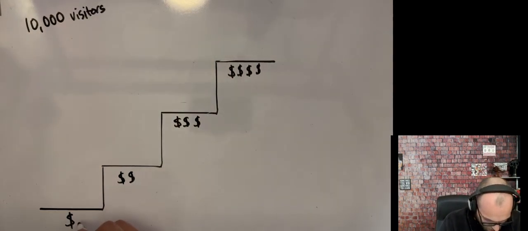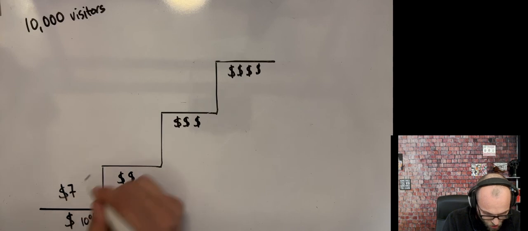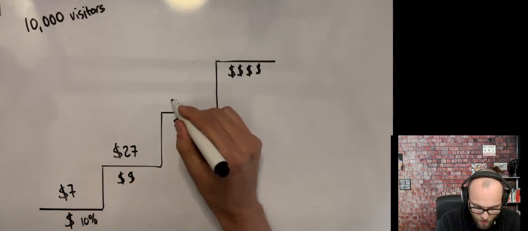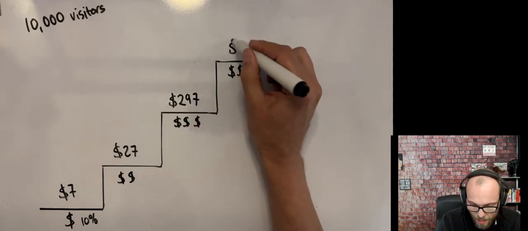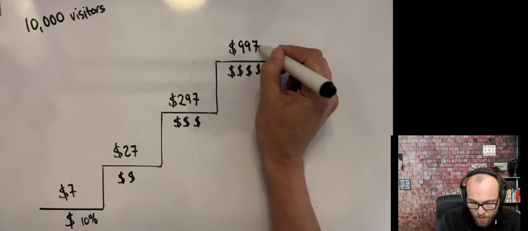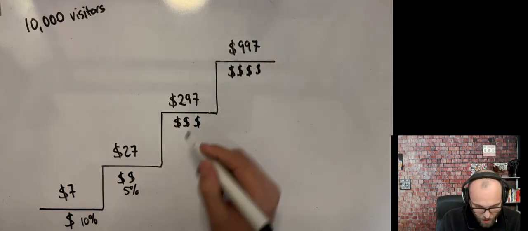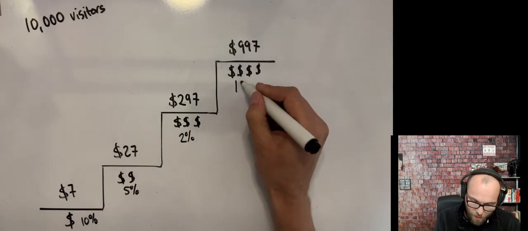And down here, let's say 10% buy the first product, which we'll say is $7. Then we'll do their next product at $27. The next one they're going to sell is quite a big jump, $297. And then the last one, we'll say $997. So 10% buy there. We'll say 5% here, then 2% of total will buy, and then the 1%.